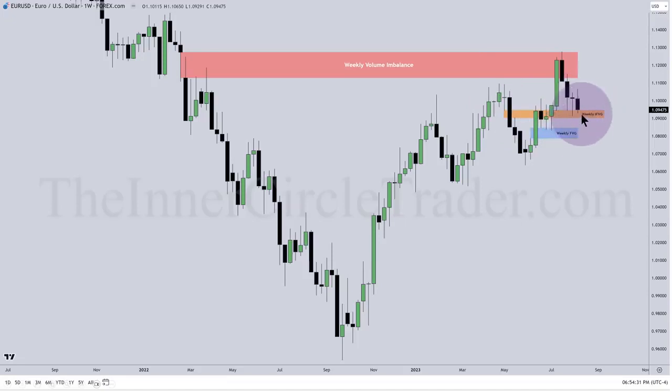Do we get below that, treat it as resistance, and then dig into the sell side here, and then reprice to this discount weekly fair value gap? So I like the idea of that potentially continuation lower on euro dollar and then the continuation higher on dollar index.